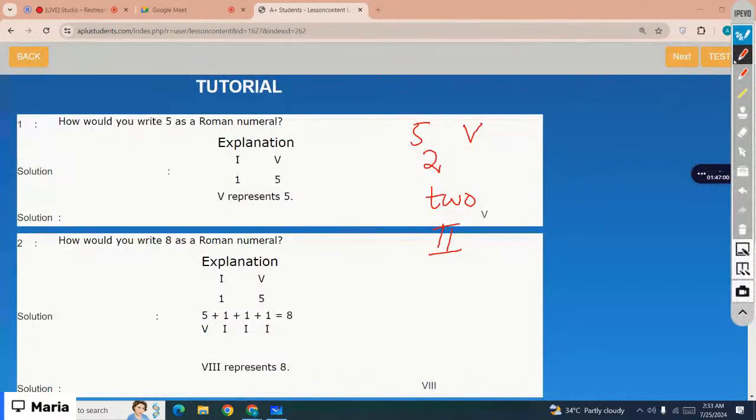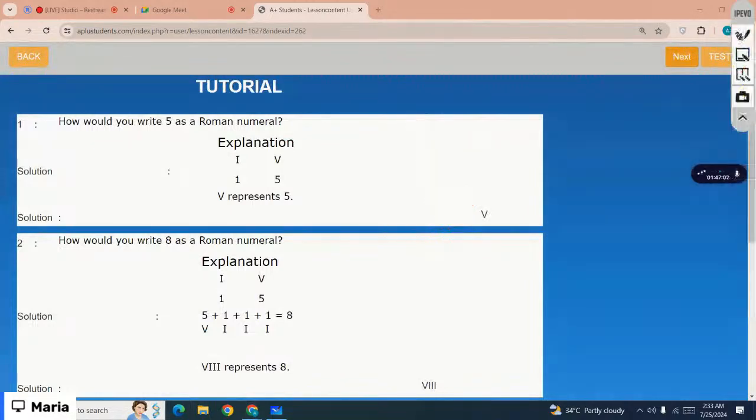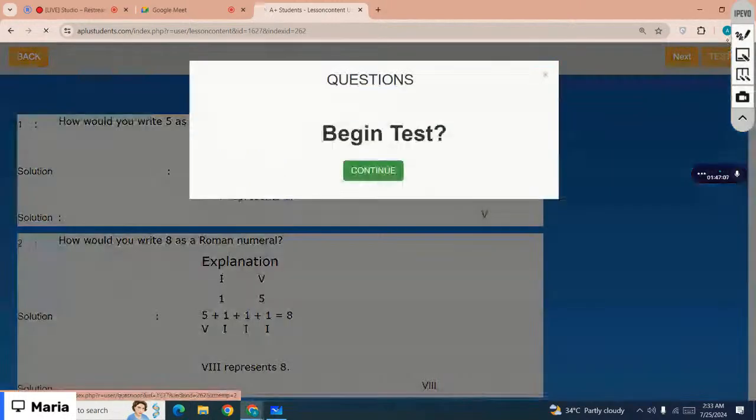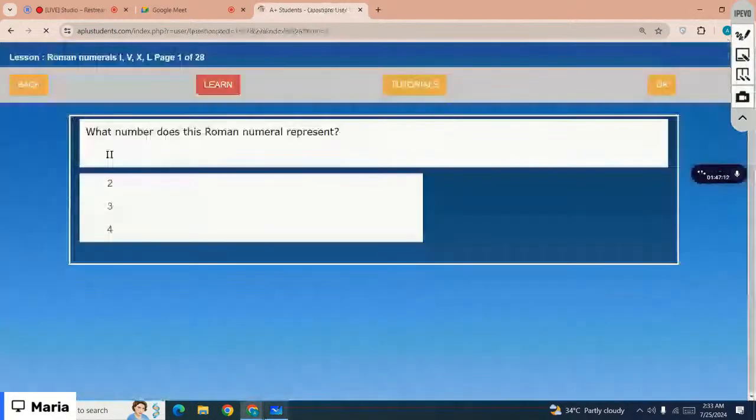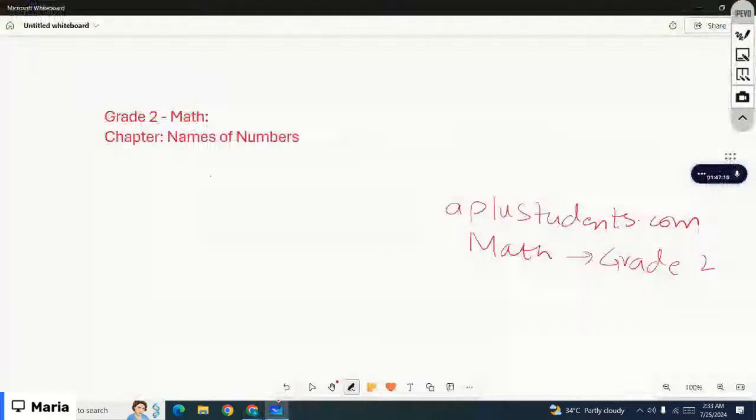Let's start with the test questions. Let me write down some of the basic numbers so that you know how we write Roman numerals, right? You can write 1 as I, 2 as double I, 3 you can write as three I's, right? 4 you can write I and V. 5 you can write as V.